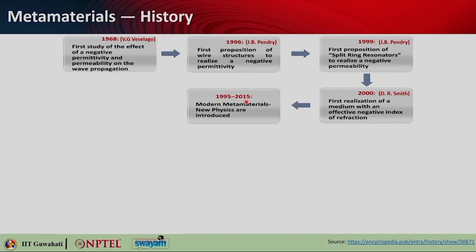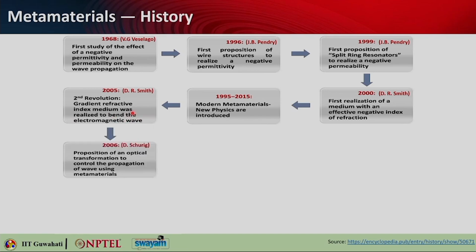So 1995 to 2015 was the golden era, or the first revolutionary phase for metamaterials, and modern metamaterials, new physics, all these things, metamaterial physics were introduced. In 2005, David Smith brought in the second revolution in this metamaterial field by realizing gradient refractive index medium. So the refractive index is now changing with space, so there is a gradient, and that allowed him to bend electromagnetic waves. Any gradient in the material would allow you to bend the waves. So bending can actually help you explore many new interesting applications.